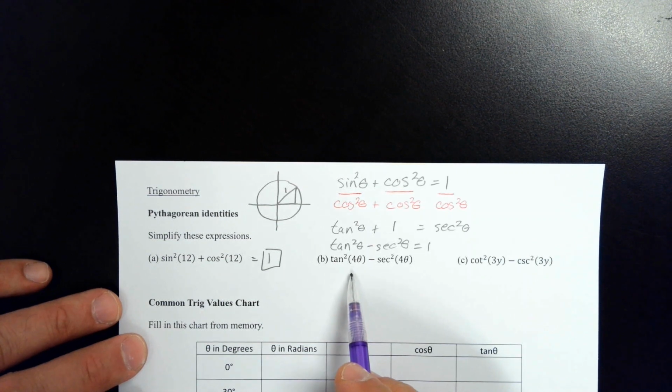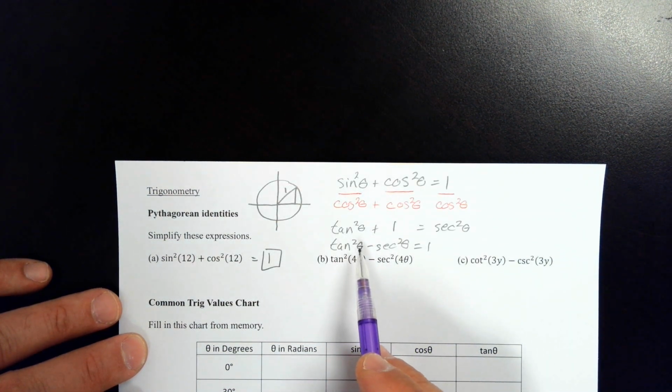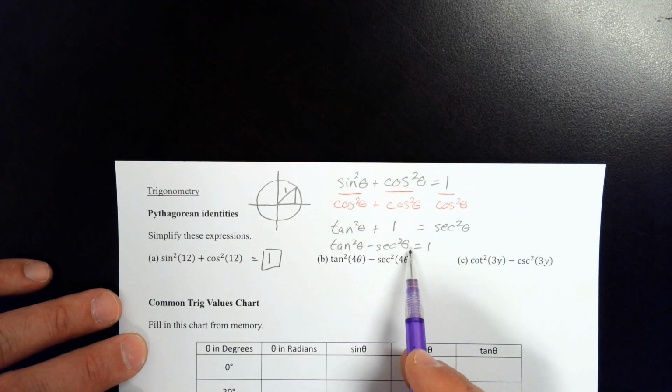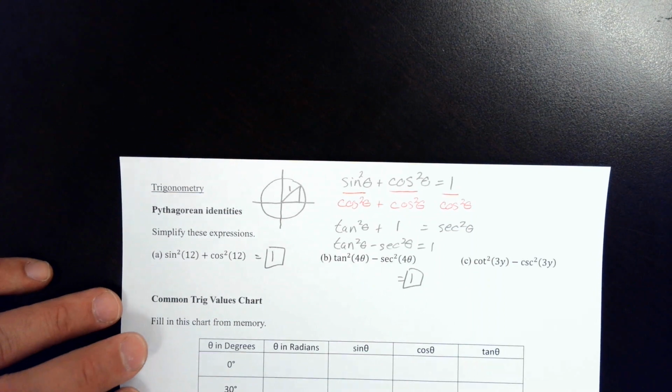And you see something that works right here. It doesn't really matter that the 4 thetas are there. If I've got tangent squared of the same thing minus secant squared of the same thing, this equals 1. So this equals 1 as well.